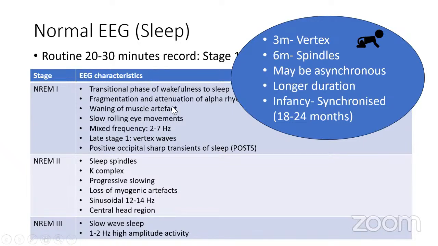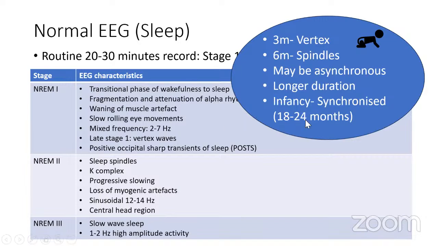Now, as the patient progresses from NREM1 to NREM2, the sleep markers become more prominent. We have sleep spindles and K complexes coming, plus the previous findings of NREM1, that is, gradual slowing and loss of muscle artifacts, continue to wane off. And finally, we have NREM3, which is basically high amplitude slow waves, and the sleep markers may not be very well appreciable.